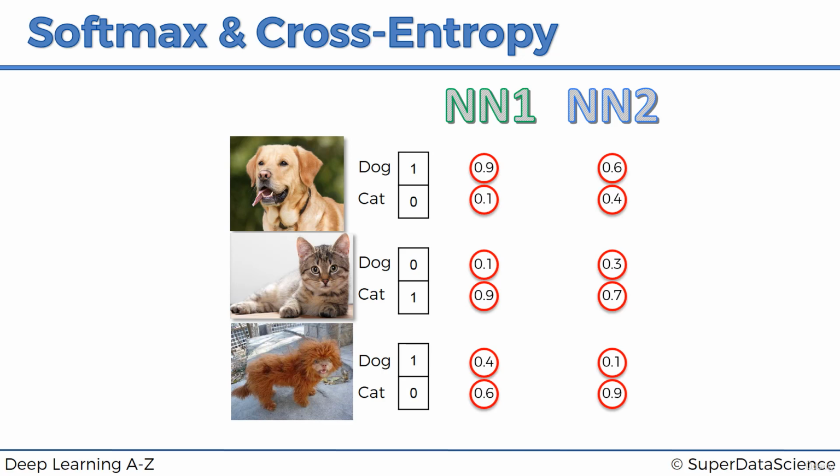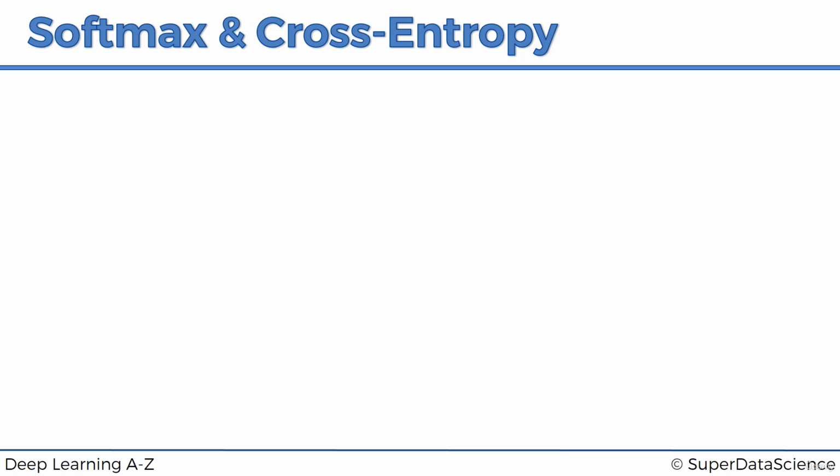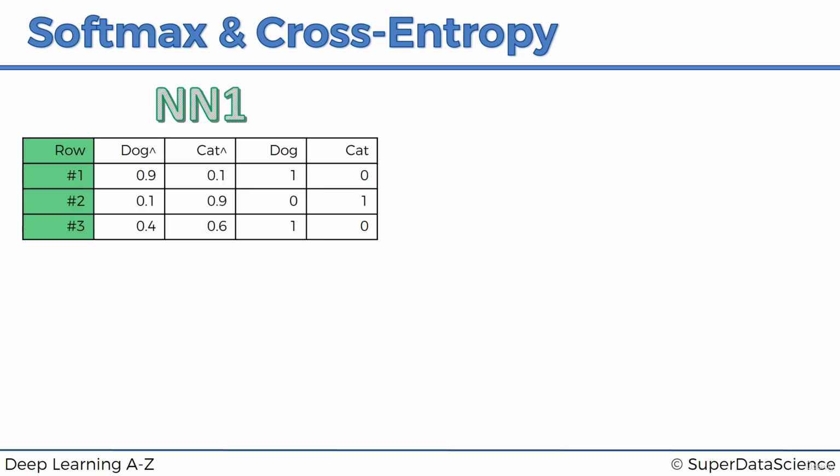And now we're going to look at the functions that can measure performance that we've talked about already. So let's put these into a table. There's neural network 1. You have the row number, that's the image number. And then for image 1, you have what it predicted, 90% dog, 10% cat.